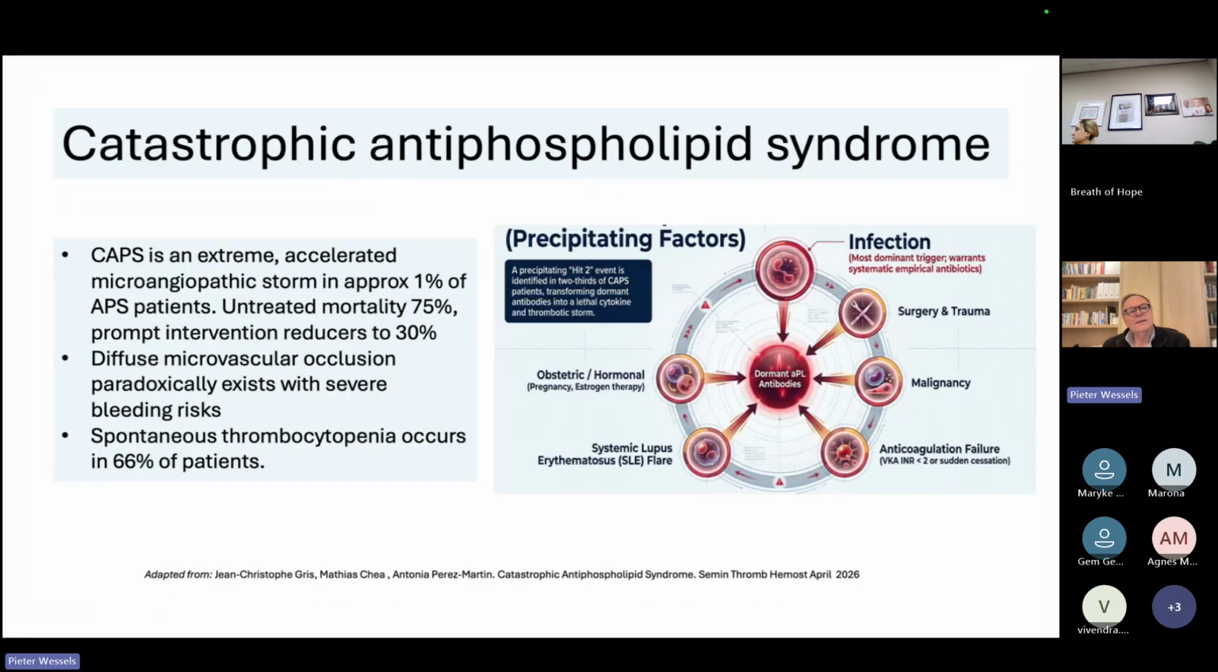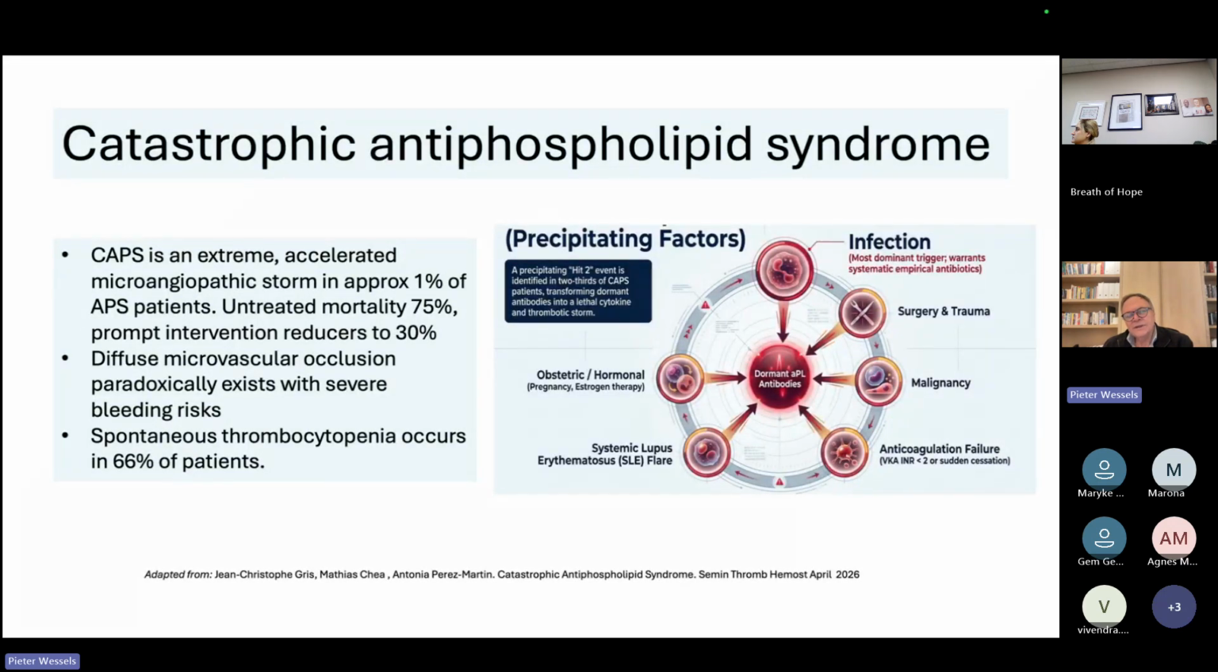Just a quick thing, 2 minutes on catastrophic antiphospholipid syndrome. This is an extreme accelerated microangiopathic storm. It's like what happened with COVID. This is a microangiopathic storm that happens in antiphospholipid syndrome, and it's 1% of patients. If you don't treat them, 75% of them will die. It reduces to 30%, which is also very high, if you treat them properly, and there are steps to be taken.